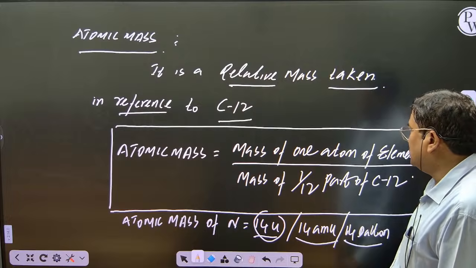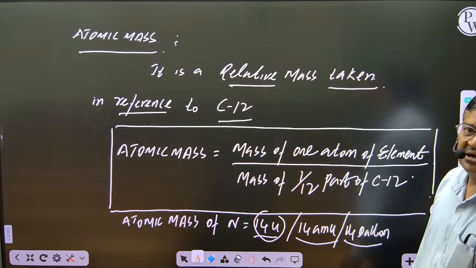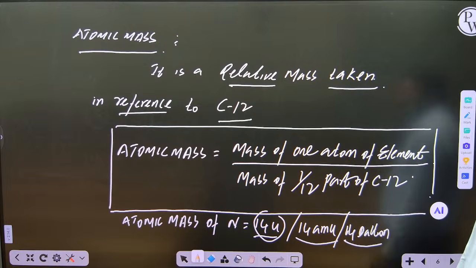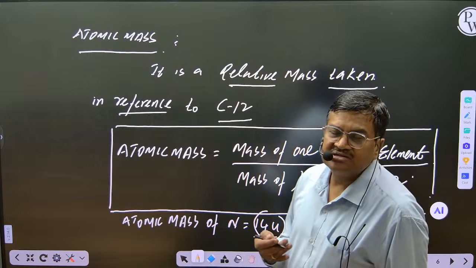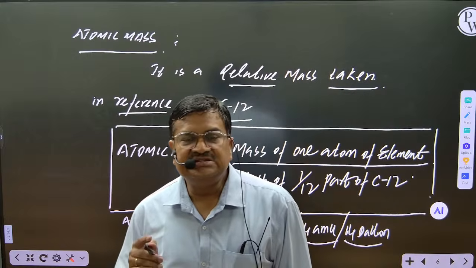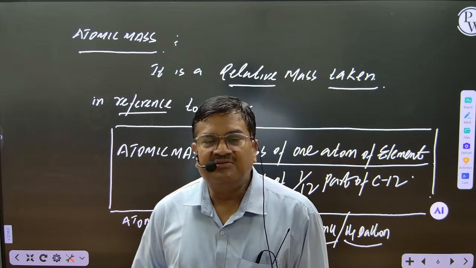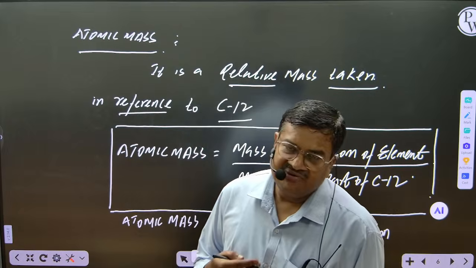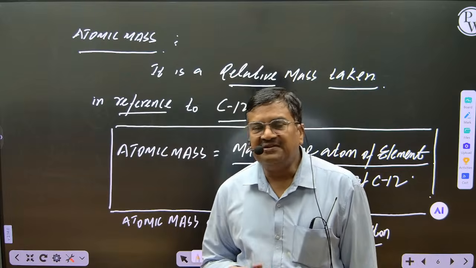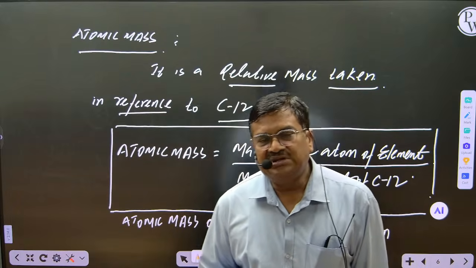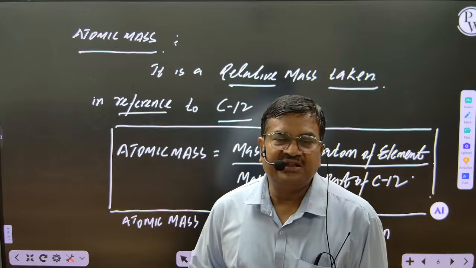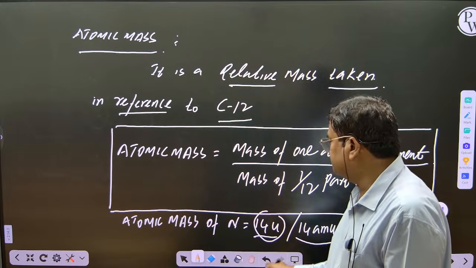That means it is 14 times heavier than 1 by 12th part of C12. Same way, if I ask you what is the atomic mass of oxygen, what do you say? 16 U we say. That means it is 16 times heavier than 1 by 12th part of C12. If I ask you what is the atomic mass for sulfur, sulfur we wrote as 32. It is 32 times heavier than 1 by 12th part of C12. Copy this.